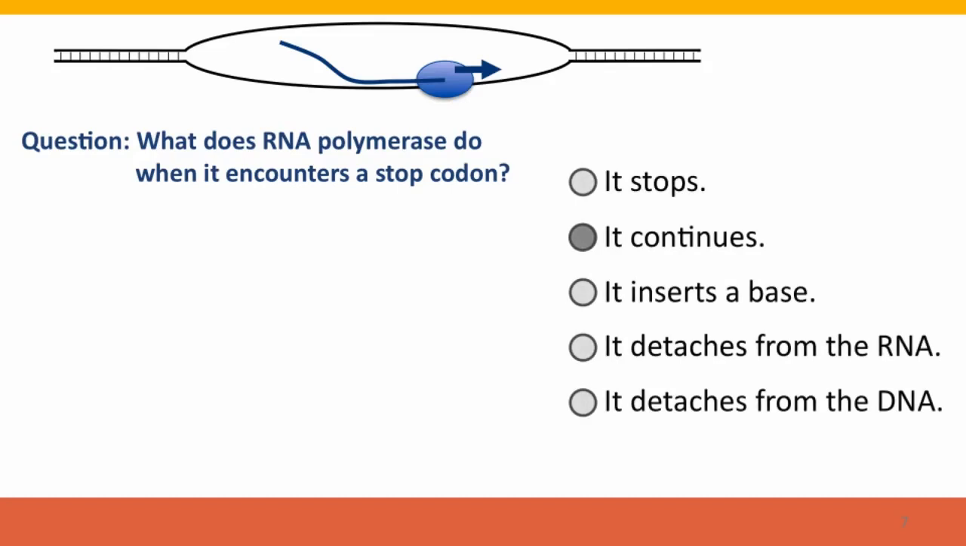Lots of students find this a tricky question because the processes are so confusing. The correct answer is, of course, that RNA polymerase doesn't care about stop codons at all. Stop codons are signals that are read in RNA by the ribosome. RNA polymerase sees stop codons as just like any other component of the DNA, and it just keeps going.